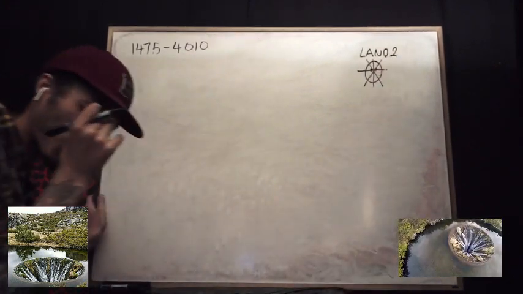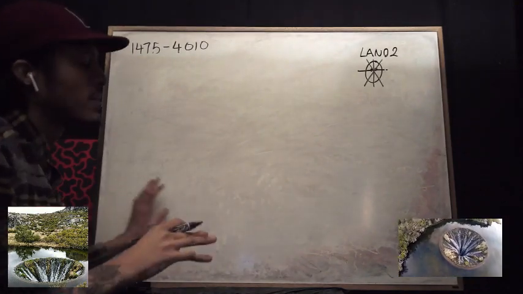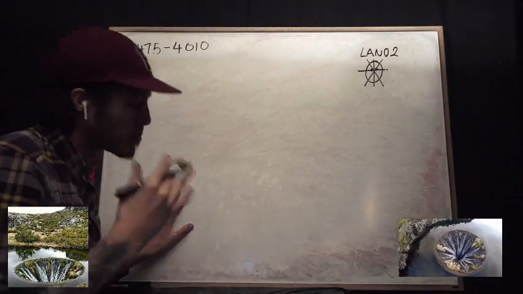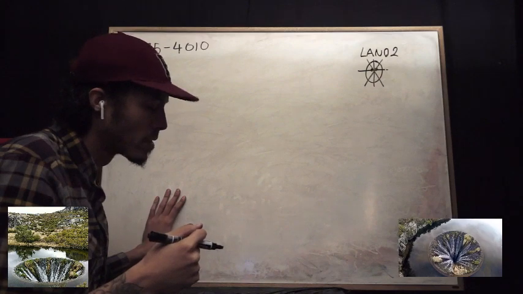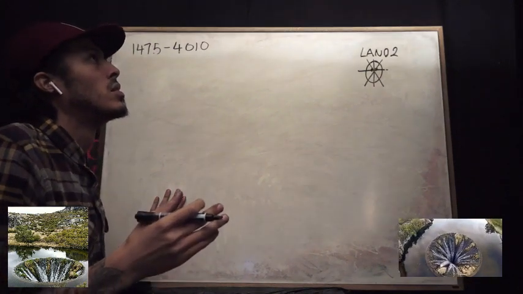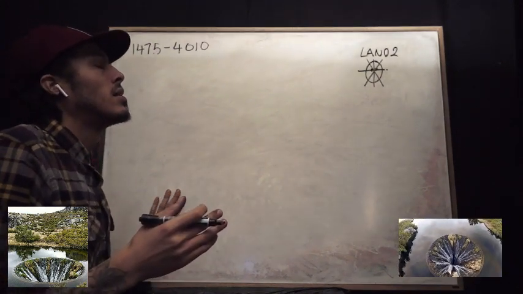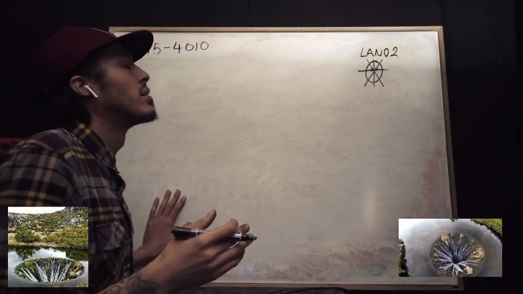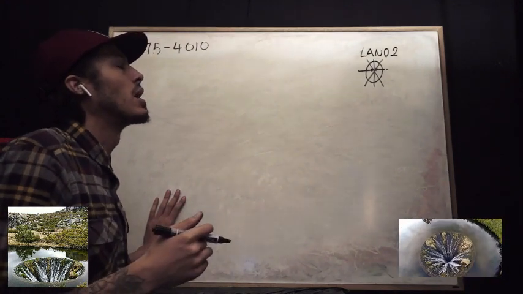I'm calling land 2. Seeing this circular type feature, I want to get a visual here. Land 2. L-A-N-D 2. Land 2.